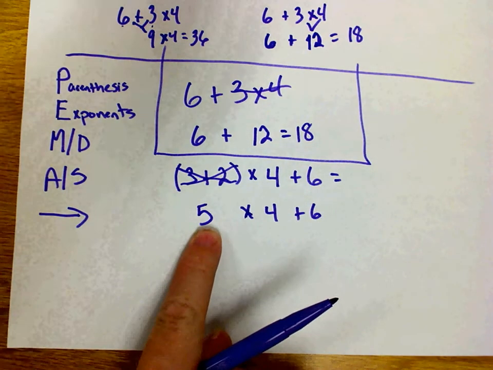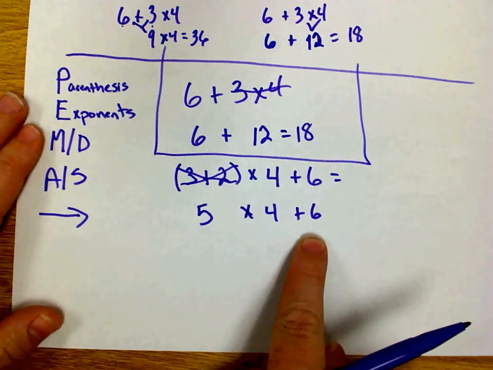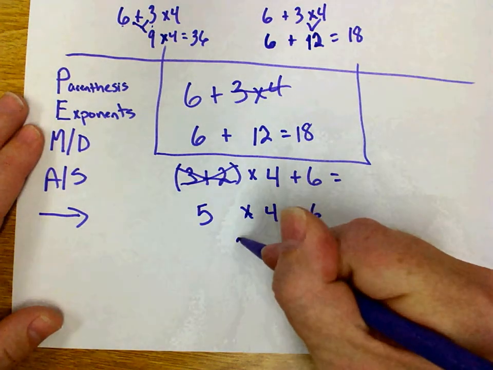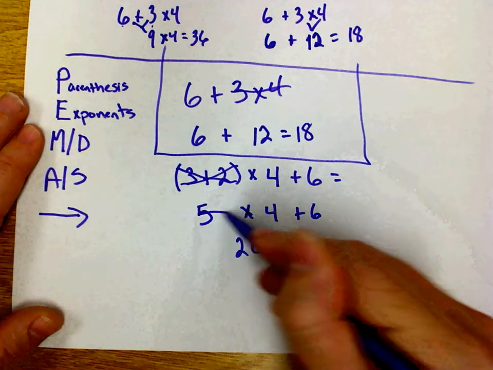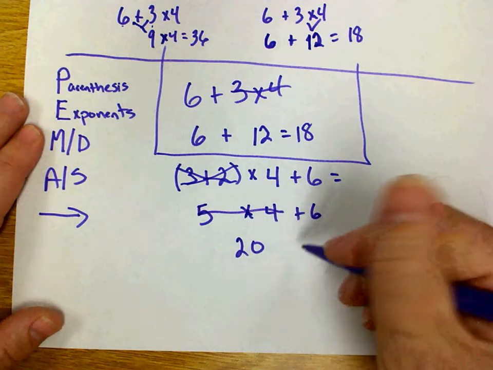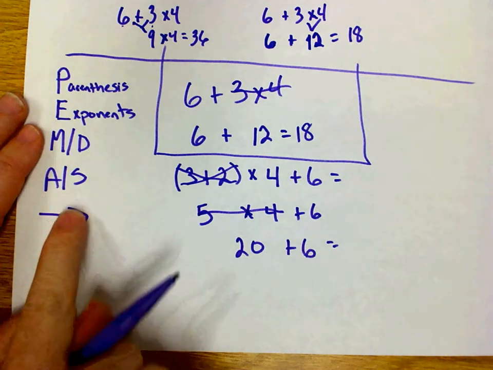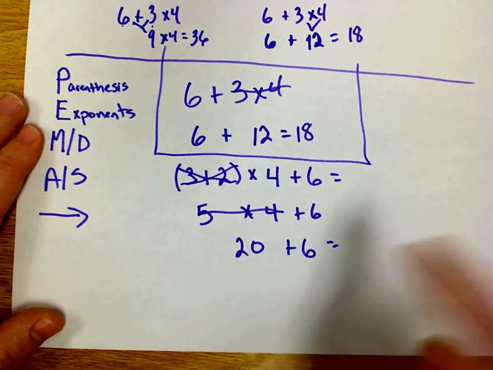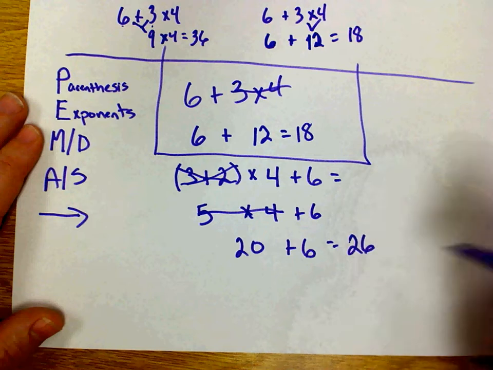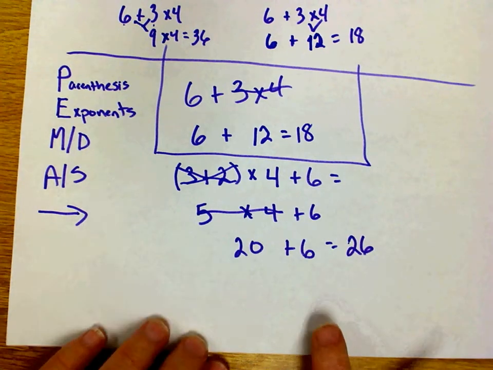I have multiplication right here, 5 times 4. So let me go ahead and do that. 5 times 4 is 20. All right, I can cross that off. I carry the rest of my problem right down. Okay, addition and subtraction. Do it from left to right. 20 plus 6 is 26. Okay, that's following the order of operations.